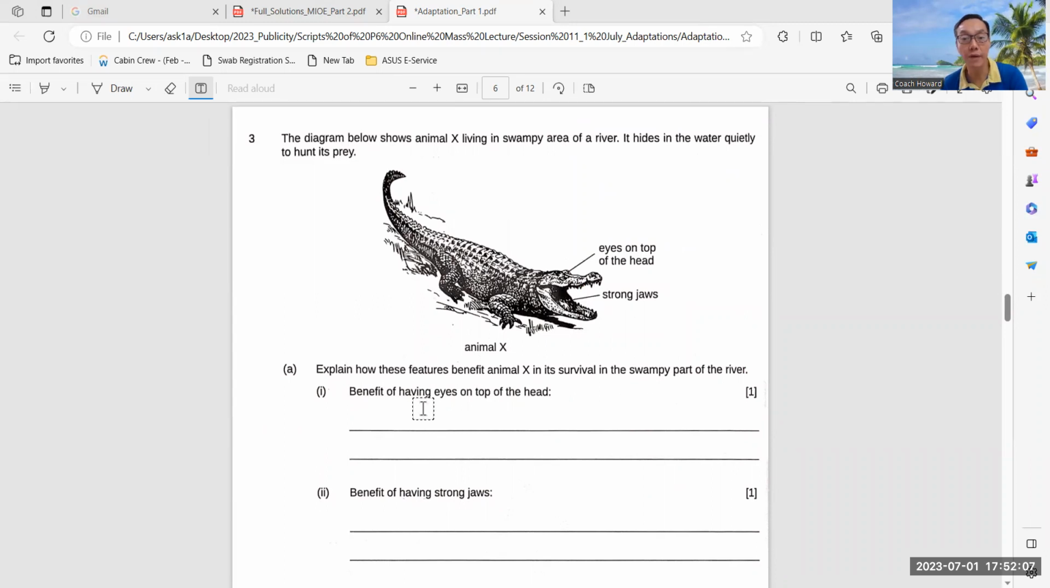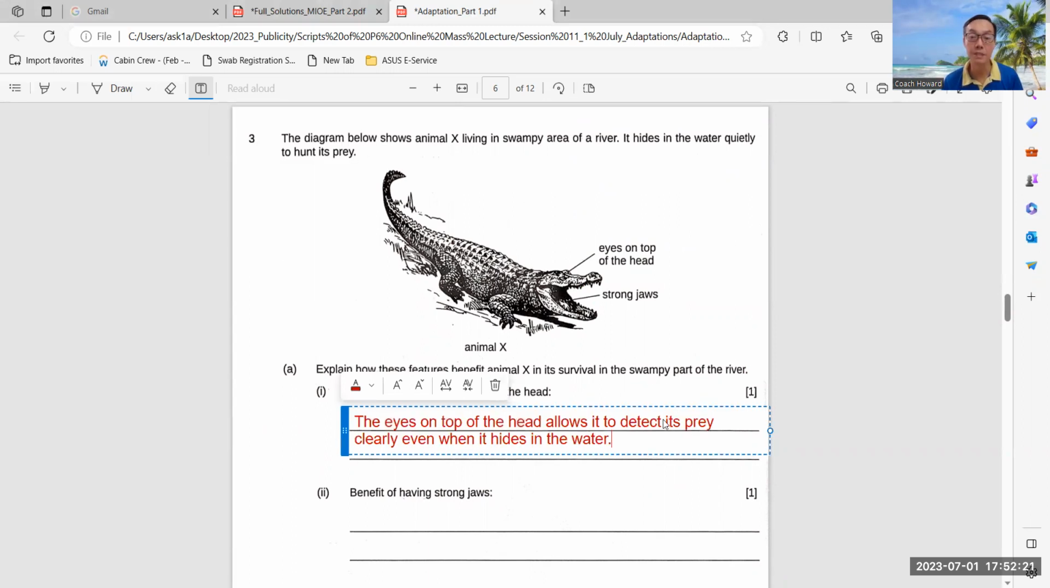Okay, so this part, having its eyes on the top has an advantage. It allows it to detect its prey clearly, even when it hides in the water. So this crocodile is a very stealthy animal. The eyes on the top allow it to detect its prey clearly, even when it hides in the water.